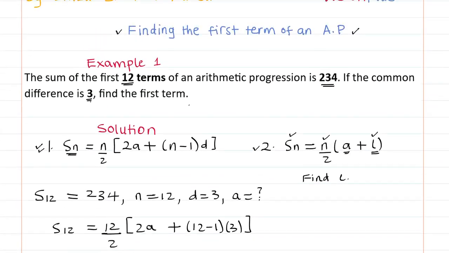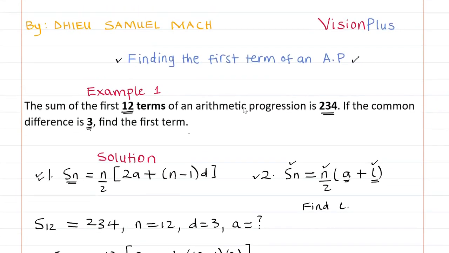That is how we get the first term given the sum of n terms and the common difference.